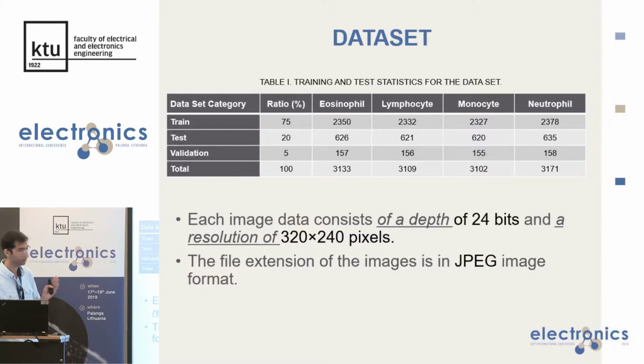The dataset is divided into train, test, and validation: 75% train, 20% test, 5% validation. For the types of white blood cells in the human body, each image has a depth of 24 bits and a resolution of 120 by 240 pixels. The files are in DICOM conversion and JPEG image format.